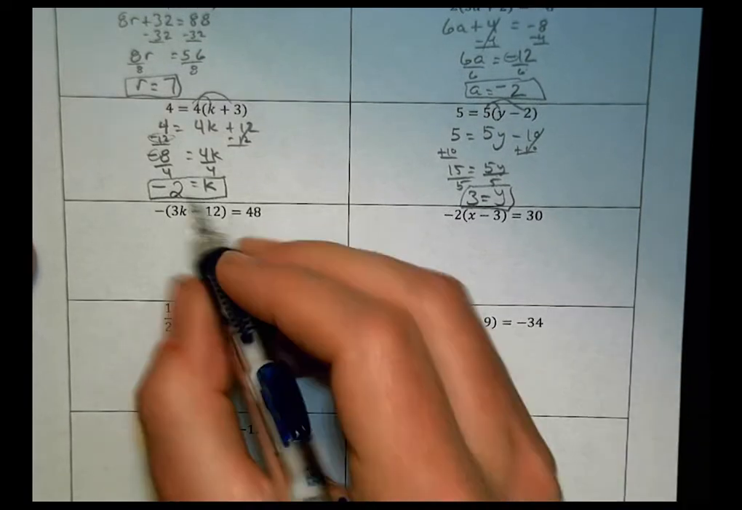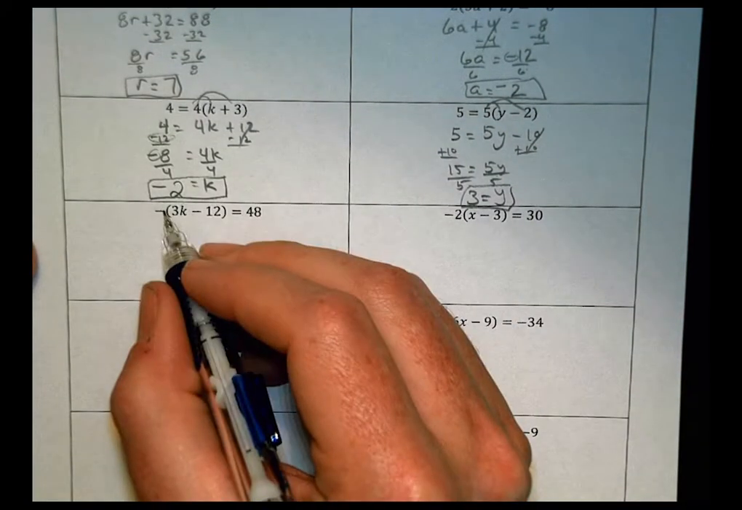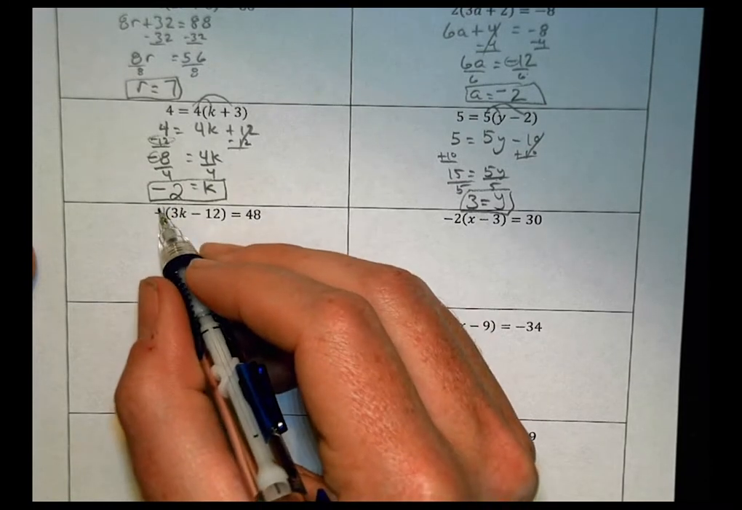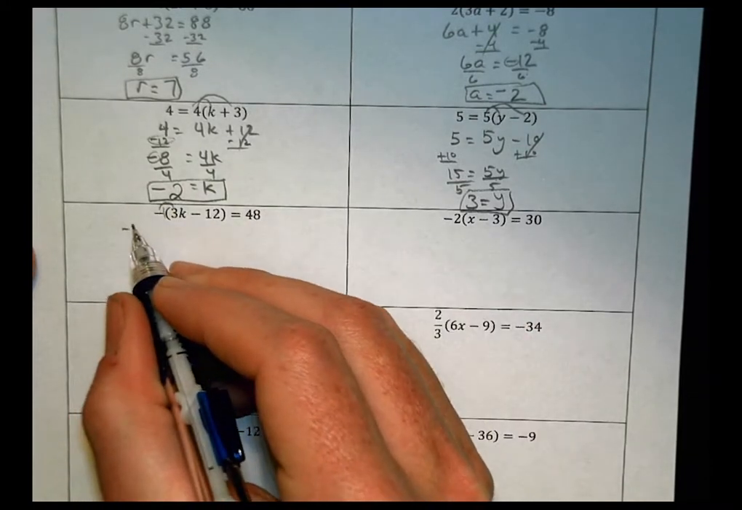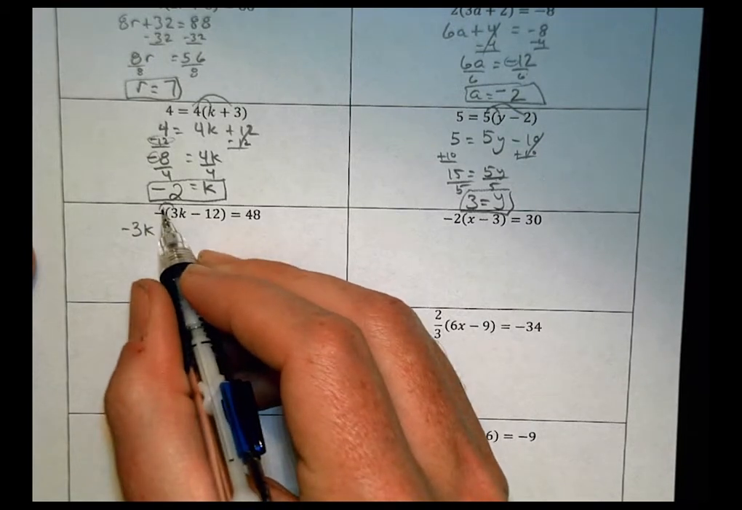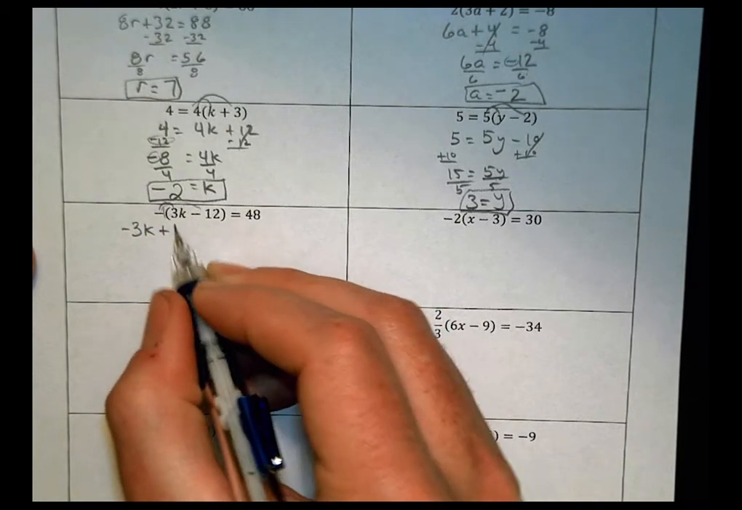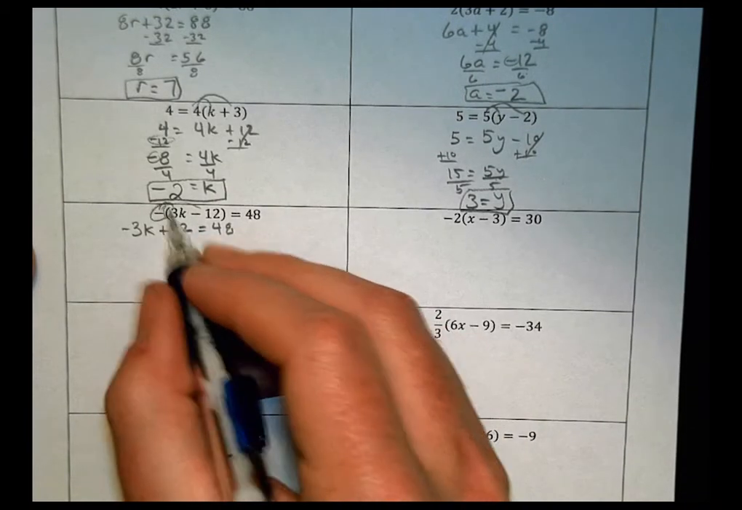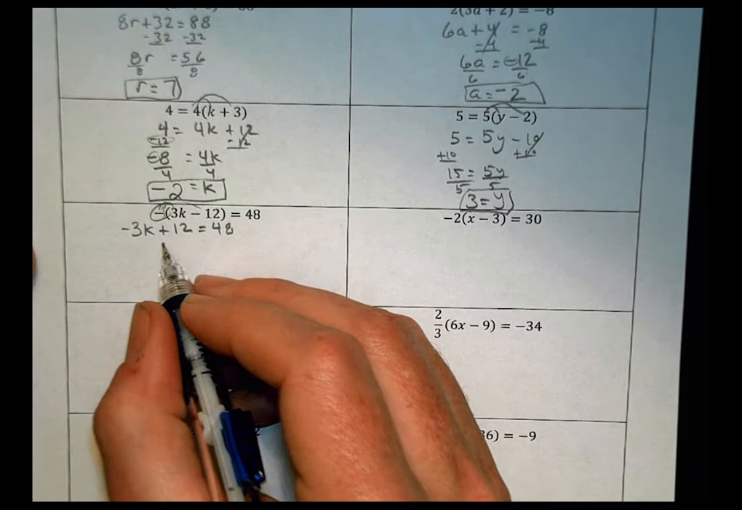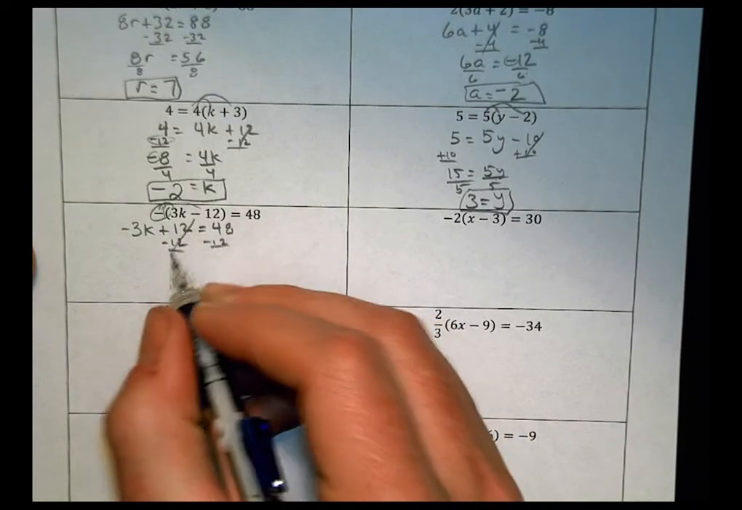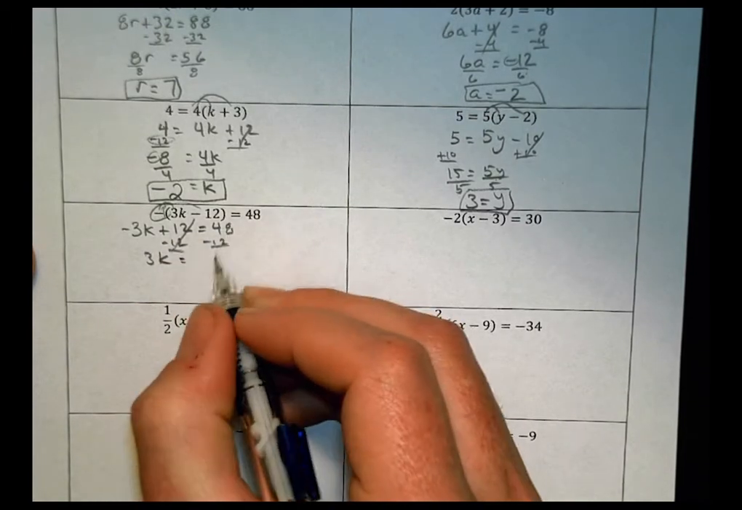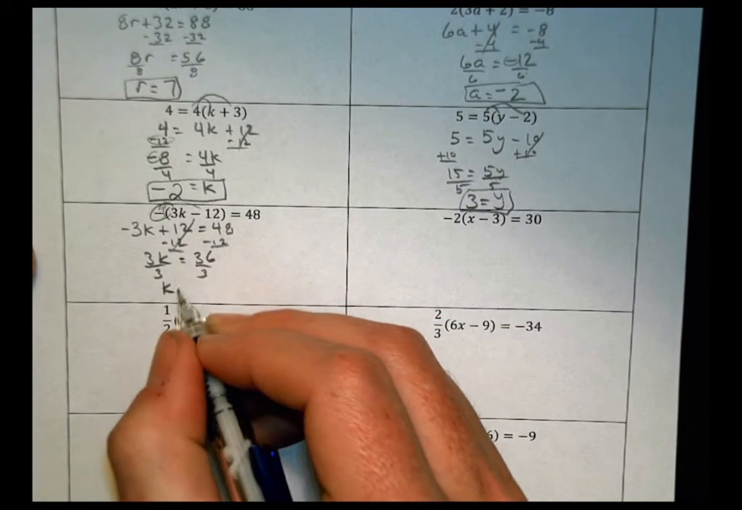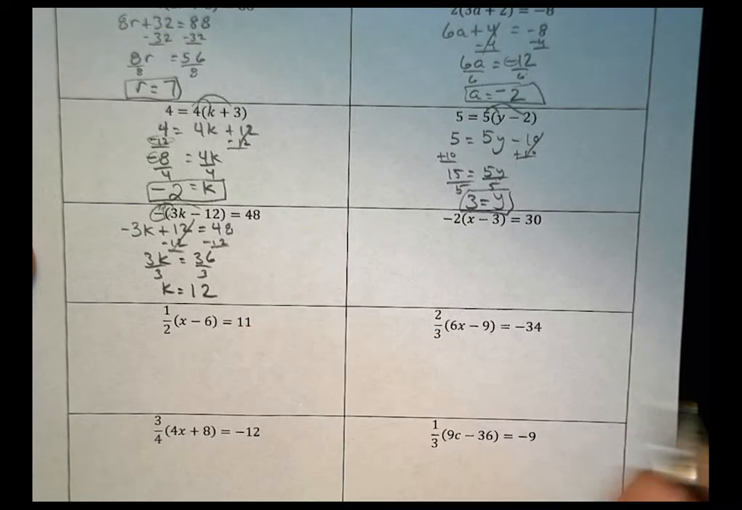Moving down. This is a great one. Think about having a negative, maybe just think about a negative 1 in front of that. Okay, so negative 1 times 3k is negative 3k, and negative 1 times negative 12 is a positive 12. That's the place, if any place you're going to make a mistake, it's probably right there, forgetting about that negative 1. Now we subtract 12, it goes away. 3k equals 48 minus 12 is 36. Divide both sides by 3, and k equals 12.